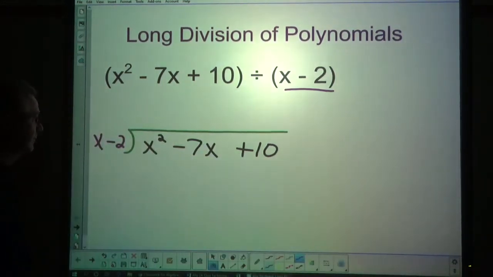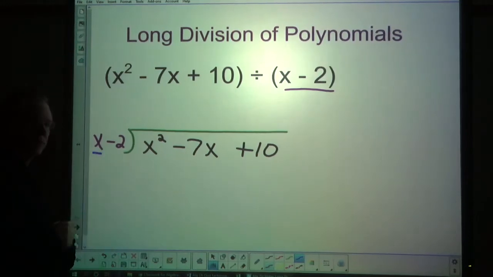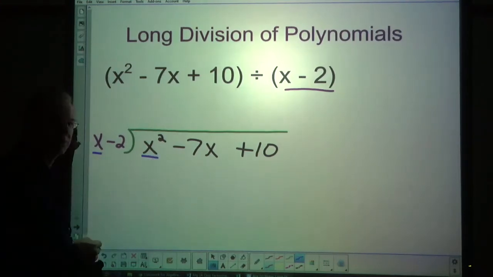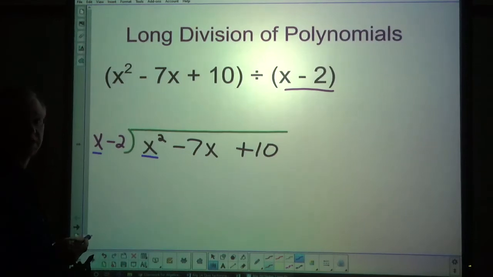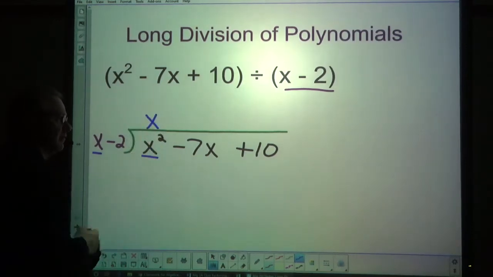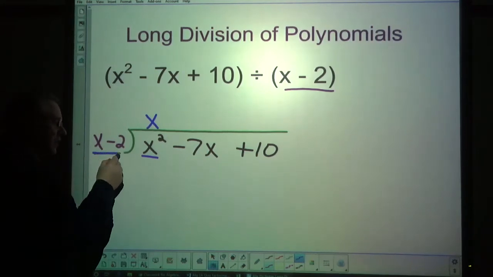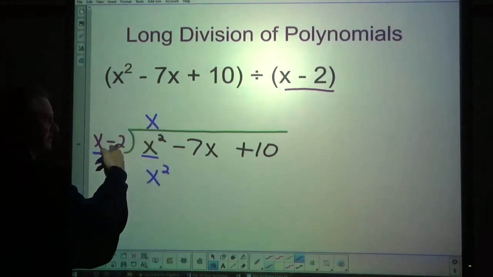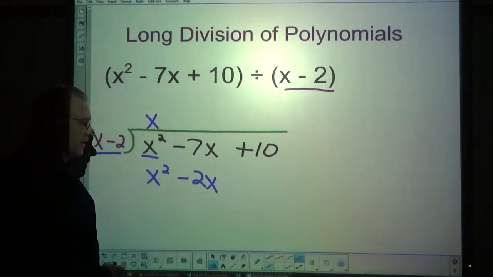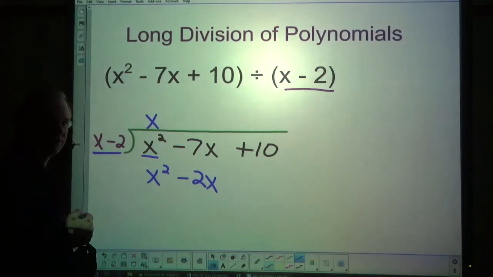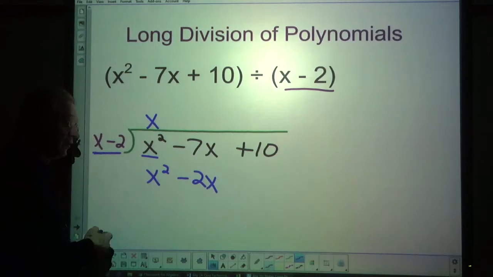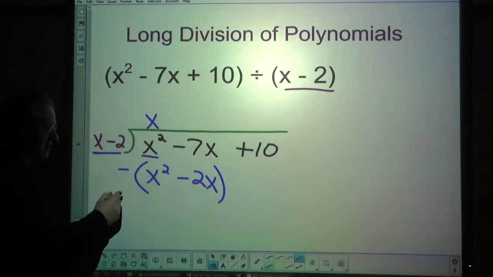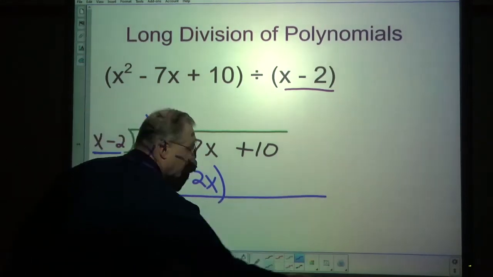When I do this division, I look at the first term and I ask myself, what would I have to multiply times x to get the first term here, x squared? The answer is x. So I put an x above there. And then I multiply the whole thing times x and write it underneath. x times x is x squared. x times negative 2 is negative 2x. Now, in normal division, when we do this, we subtract. Well, we're going to subtract here, but we have to make sure we're subtracting this whole thing. So I put parentheses around to remind myself that I'm subtracting this whole thing.